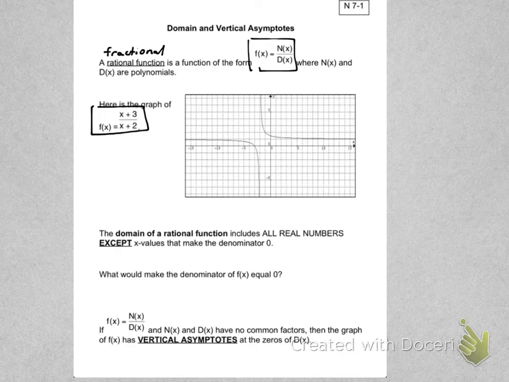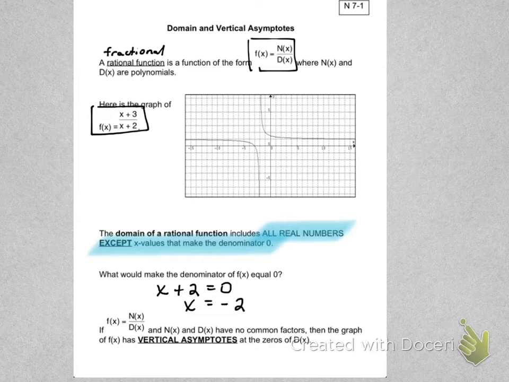And the domain of this rational function will include all real numbers except the x values that make the denominator 0. That's a very critical part of what we're doing today. The value that would make the denominator 0 in this case would be -2, and we figure that out. If you can't easily recognize it, you set the denominator equal to 0 and solve it. So the value that makes the denominator 0 is -2.